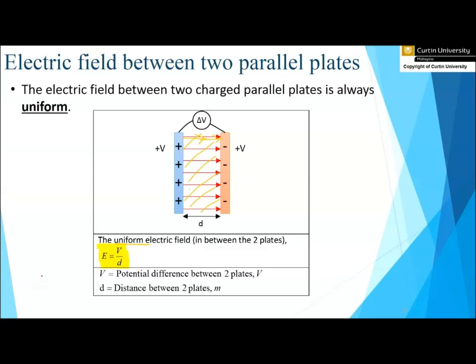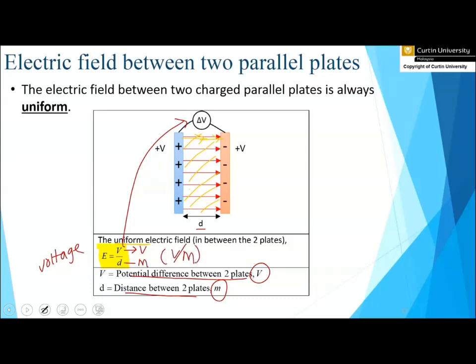V is the potential difference between the two plates, and the unit is volts. Potential difference means voltage difference, or we can say it's actually the voltage, right? And D is the distance between the two plates, and it is in meters. So from here, you can get another unit for your electric field. Since V is in volts and D is in meters, the unit for your electric field can be written as volts per meter.